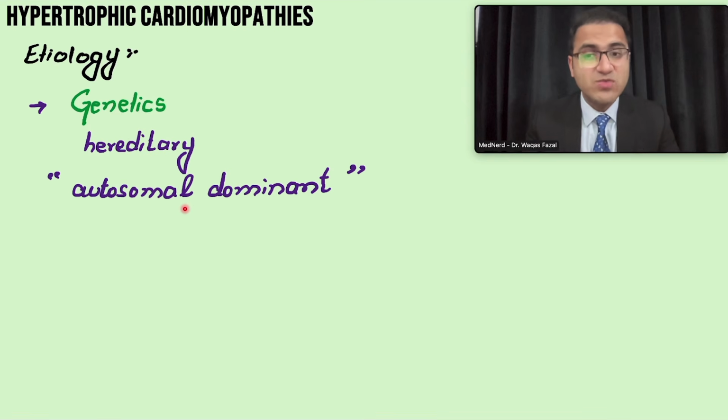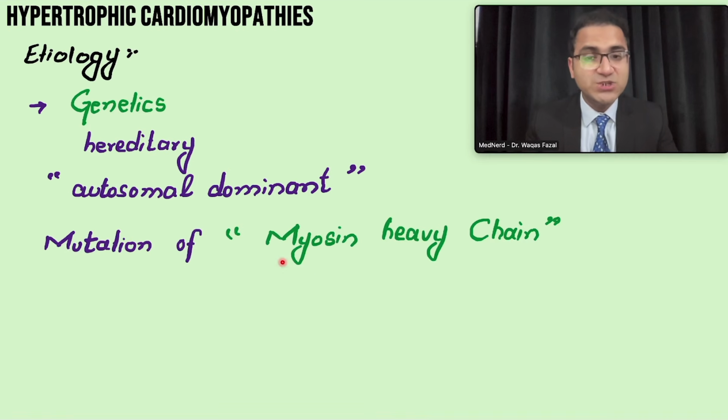It has an autosomal dominant pattern, and the myosin heavy chain in the sarcomere in the heart tissue is mutated. Therefore, thickening of the left ventricle takes place.